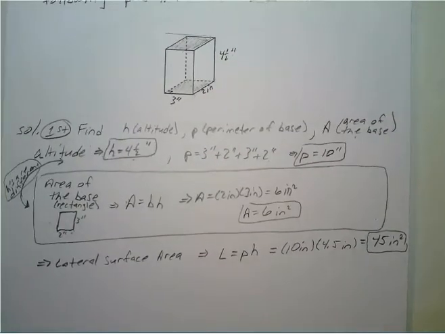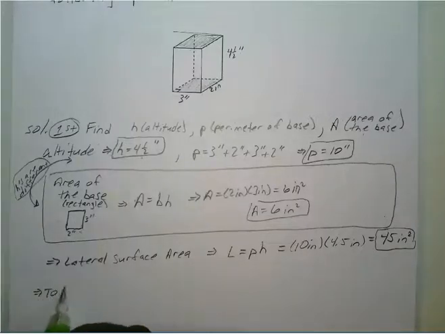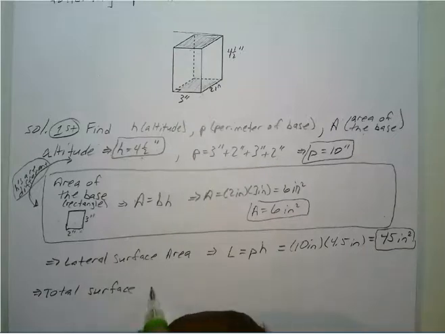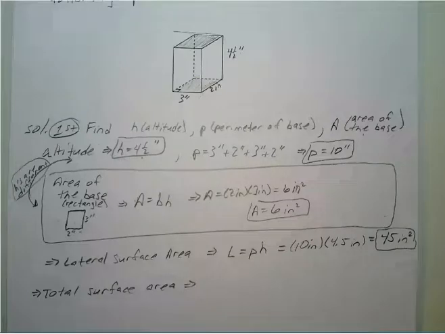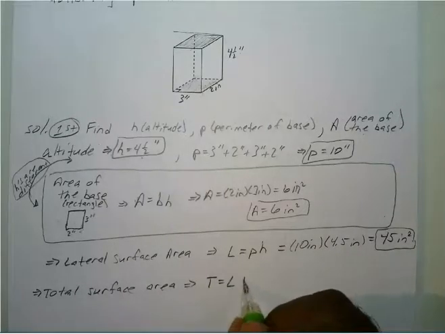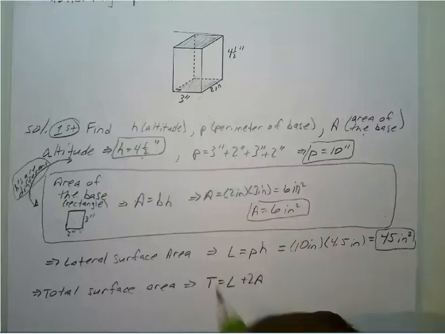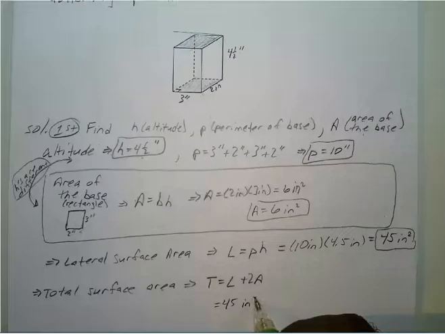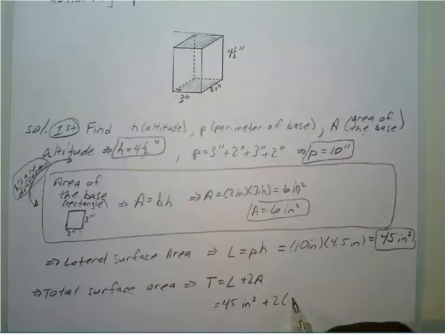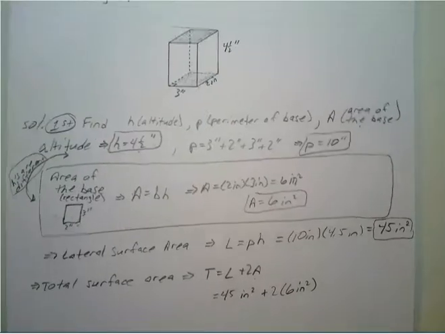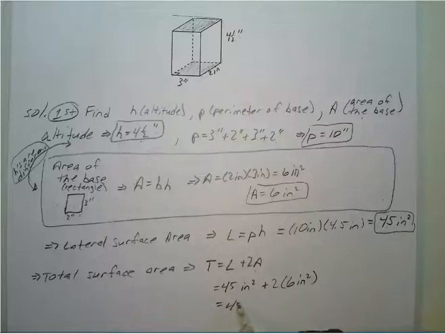Okay, now if we're looking for our total surface area, we just use that formula. Okay, so our total surface area, T is equal to L plus 2A. Okay, so our lateral surface area, we know that's 45 square inches plus 2 times the area of the base, which is 6 inches squared. Well, 6 square inches. Okay, so that's going to equal 45 square inches plus 2 times 6 is 12, plus 12 square inches, which is 57 square inches.